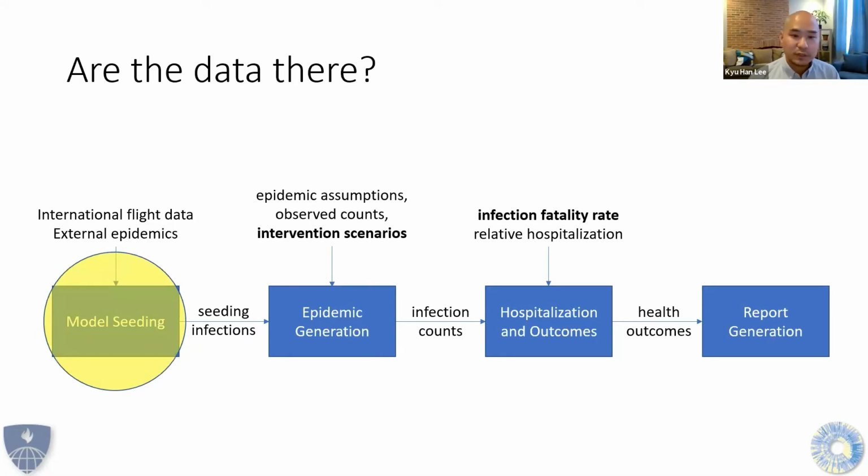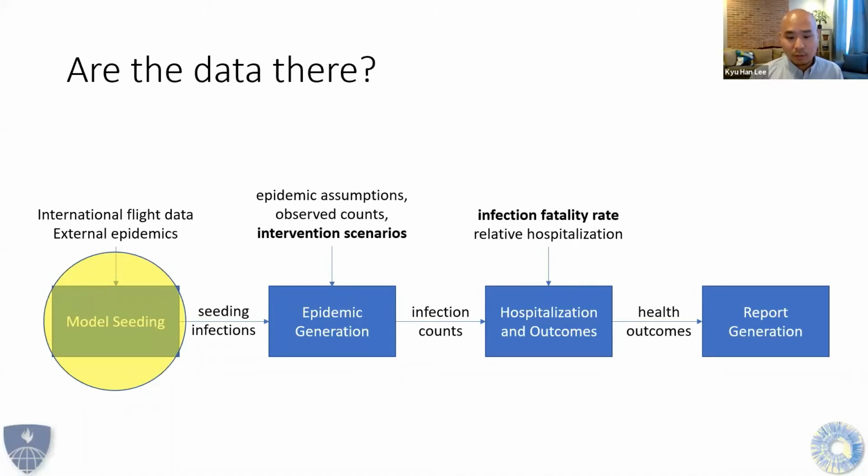So if we focus first on this model seeding component, this is, again, just a reminder, this is where we are introducing cases into a country. And as Justin mentioned, in the US, one of the sources of data that you could use is international flight data, right? We can use that data to approximate where these introductions are occurring. One of the assumptions that is used there that works for the US is that we can assume people that are arriving are going to stay in that general area for an extended period of time.